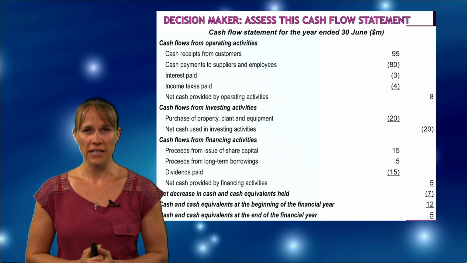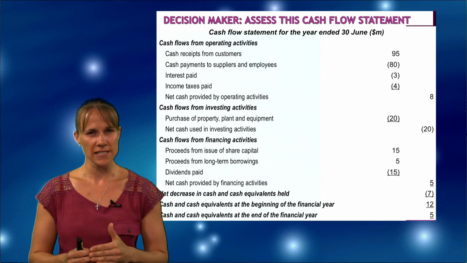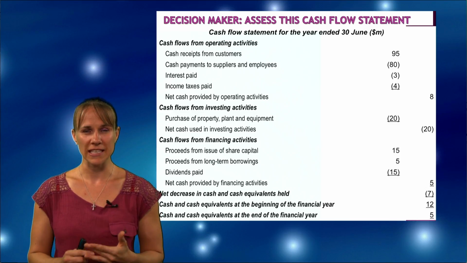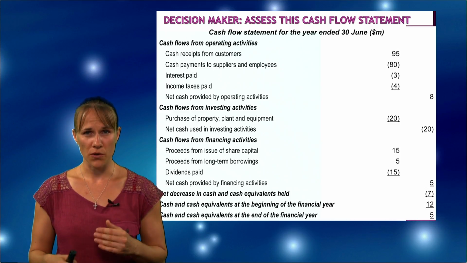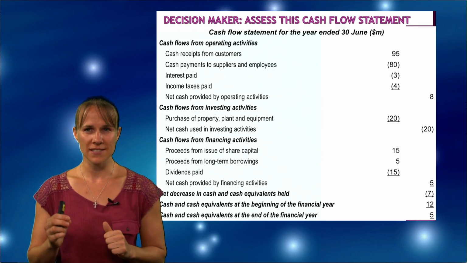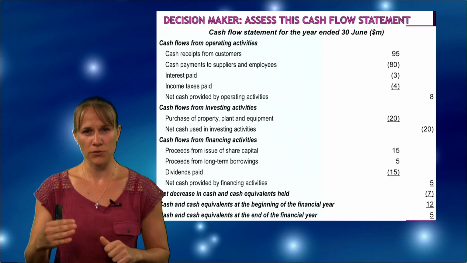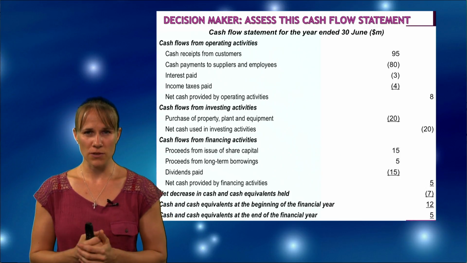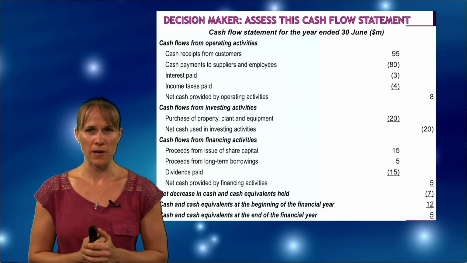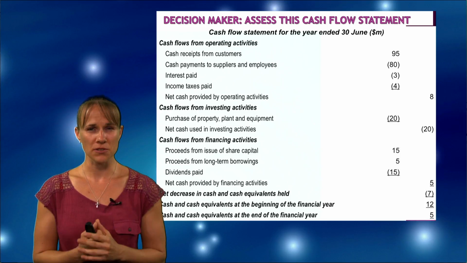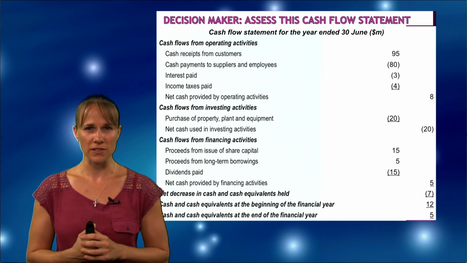Cash flows from financing activities. We've got some proceeds coming in here from issuing shares. We also have some proceeds coming in here from borrowings. Although what you can see is that the amount coming in through borrowings is only a third of what they're getting in through share issues. So if anything, that would be considered a positive. And then they are also paying out some dividends as well. So the net cash provided by financing activities, we've got a positive in there, $5 million.